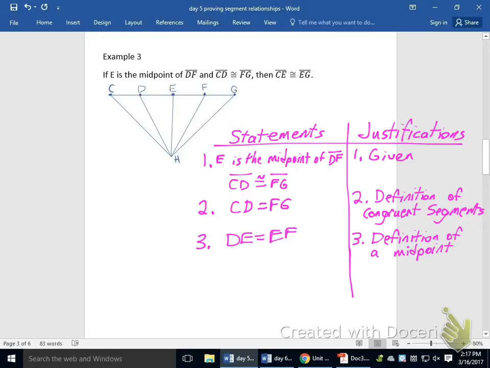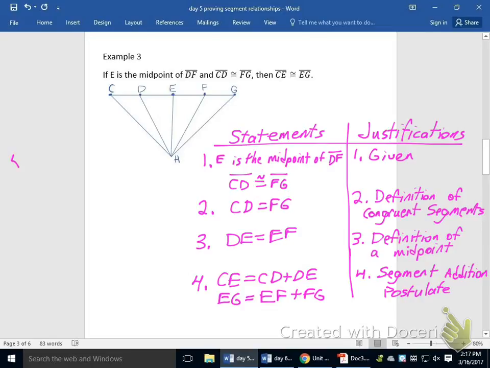Now, moving forward, let's state what CE and EG are equal to, since that's what I'm trying to prove something about. For statement 4, CE would equal CD plus EG, or CD plus DE, sorry. And that's my segment addition postulate. Similarly, EG is going to equal EF plus FG. Both of those by segment addition postulate.